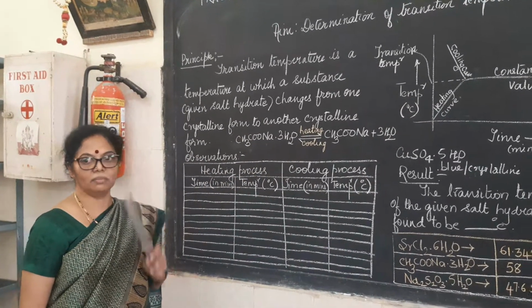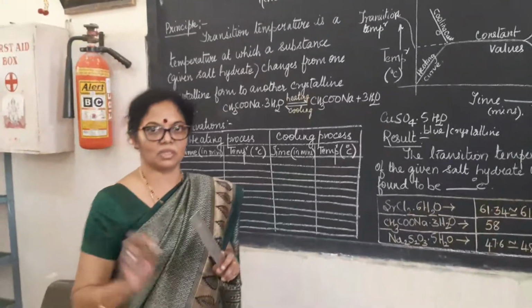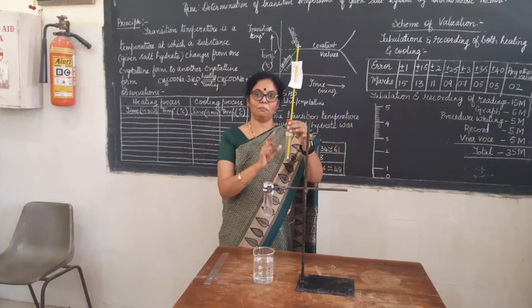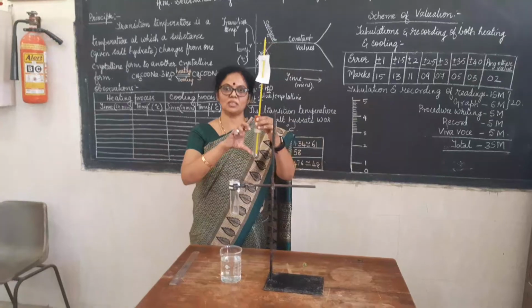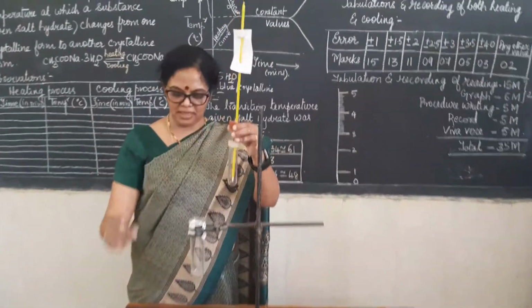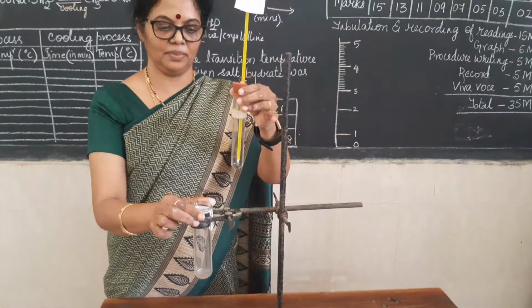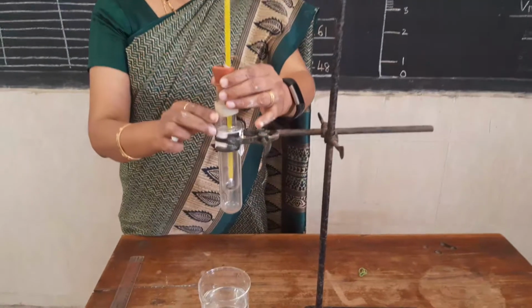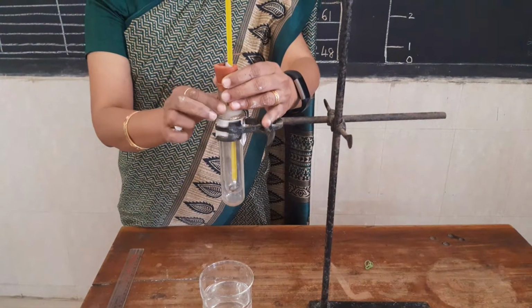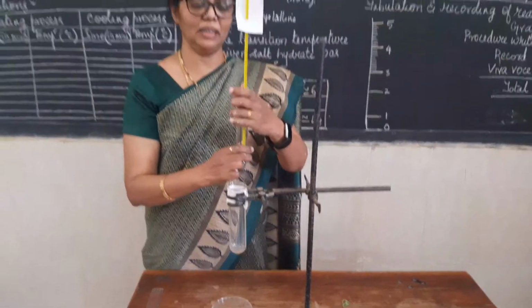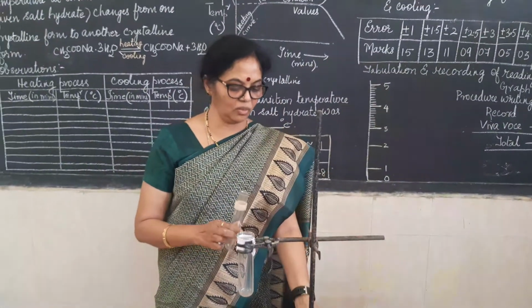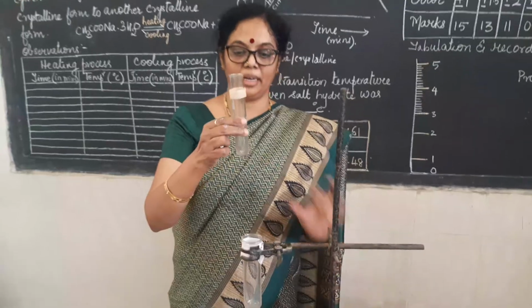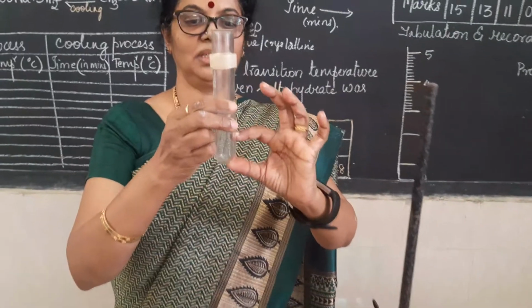So how do we go about this experiment? First, the apparatus used here consists of an inner tube and an outer jacket. The inner tube is fitted inside the outer jacket during the course of the experiment. Now in the inner tube, you are going to take your salt hydrate whose transition temperature we want to find out.